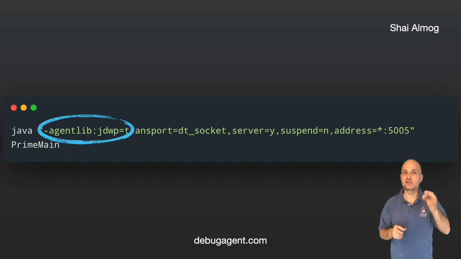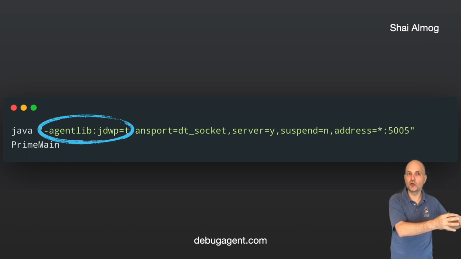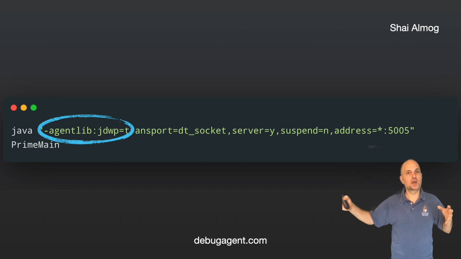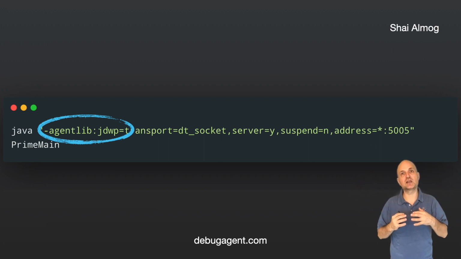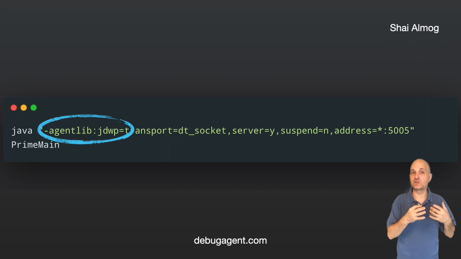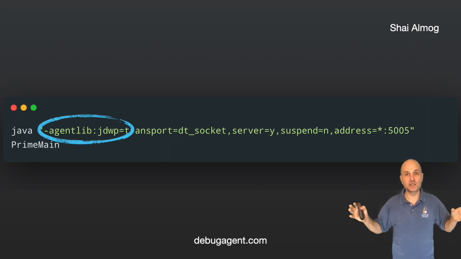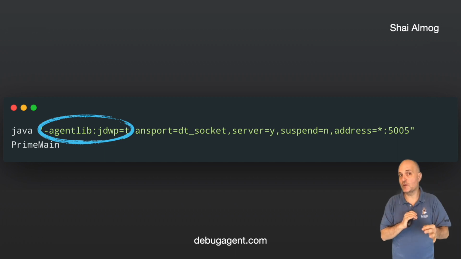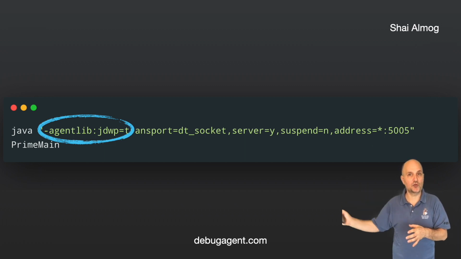AgentLib is the system that loads the native library wiring directly into the virtual machine, and JDWP is the Java Debug Wire Protocol. This is the underlying networking protocol used to communicate between the debugger and the running process. It's a high-level protocol. That means it can be implemented on top of various transports. Typically, it's implemented over TCP sockets, but it's the same protocol we use to debug devices directly.